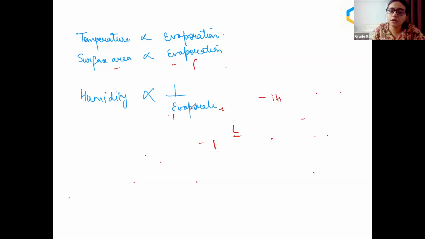When there is humidity, a large number of water vapors are in the environment, so evaporation decreases. Remember that. Places near the beaches have a very high amount of humidity and lesser evaporation, which is why they always feel moisture in the environment. So it is inversely proportional to evaporation. The last one is wind speed, which is directly proportional to evaporation.